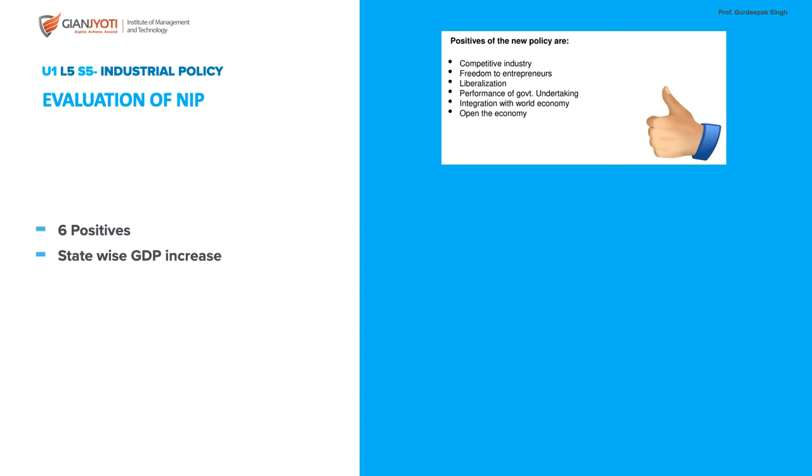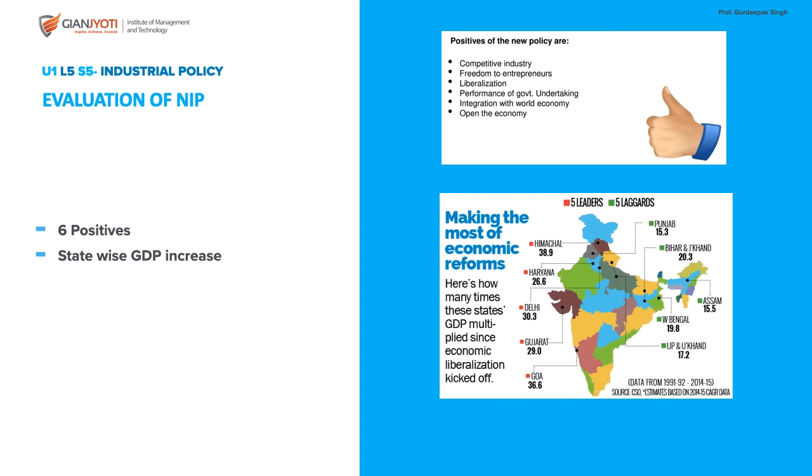These were the four. The fifth one is, with the globalization, we have been integrating our business houses with the world economy, and we have opened up the economy for others to come to India and do their business here. So if we want to look at the state-wise GDP from 1991, when this new industrial policy came, till around 2015, you will see the number of times the GDP has increased in different states.